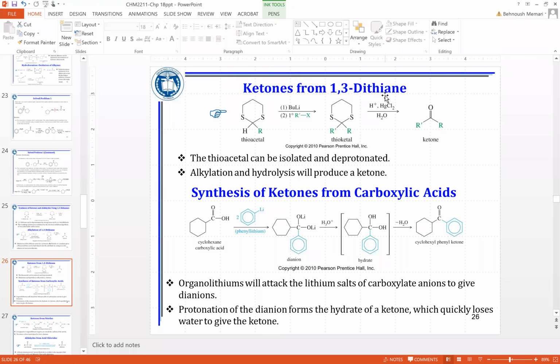This is just showing here how to get a ketone. So after you replace one of the hydrogens with an R group, you continue with a second mole of butyl lithium and remove the hydrogen, bring a second alkyl halide, replace the other hydrogen with the R group, then hydrolyze it, and you can get a ketone.